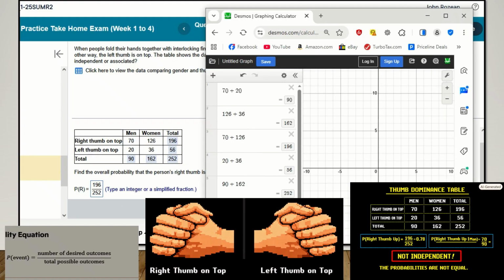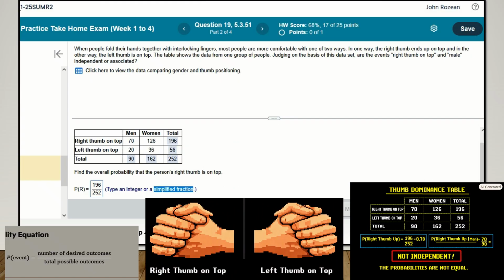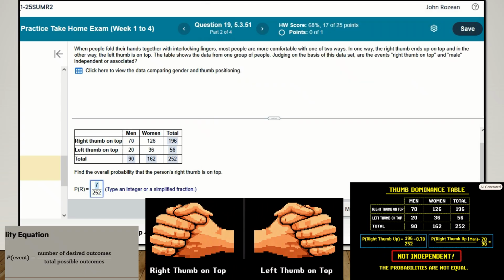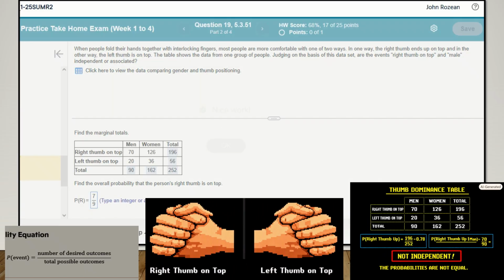But remember, it wants a simplified fraction, right? So we have 196 over 252, and we got that value here. Integer or simplified fraction, so that means we're going to need to reduce that one. 7 over 9. It appears to be much more probable to put the right thumb on top. Alright.